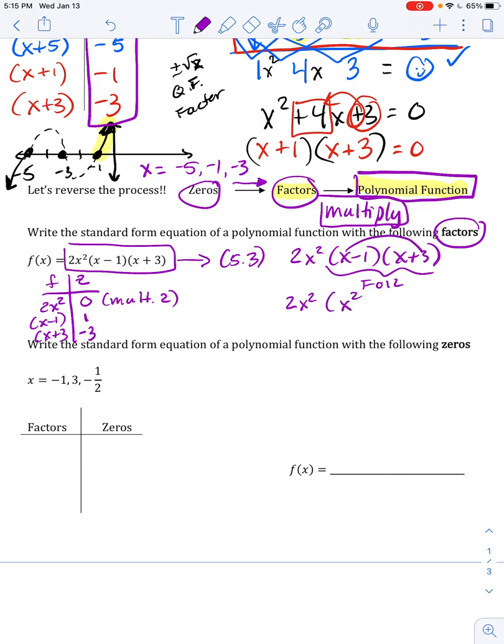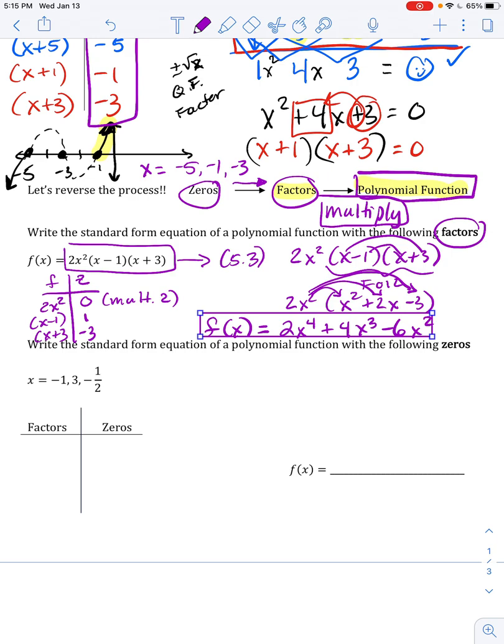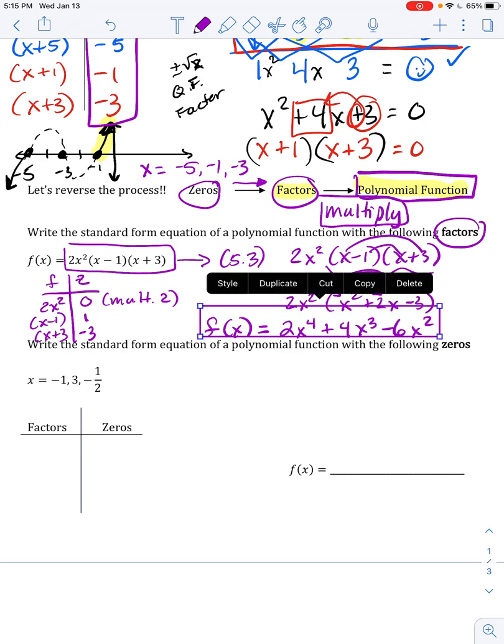I believe we are far enough into math that I'll just do that. So there's x squared plus 3x minus, lands me at a 2x, and then minus 3. Then when I am done, my polynomial function is simply going to be what I get once I distribute that 2x squared to everybody. So 2x to the 4th plus 4x to the 3rd minus 6x to the 2nd, and I am good to go. I have accomplished my goal of finding the polynomial that has those factors.